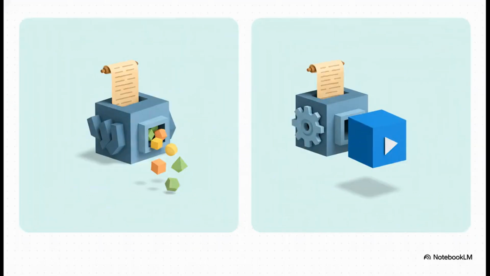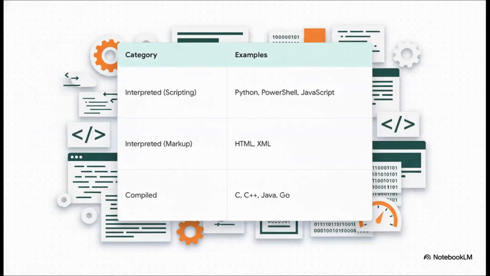Interpreted languages like Python or JavaScript are kind of like having a live translator. The code is read and executed line by line, which is amazing for quick development and testing. On the other hand, compiled languages like C++ are translated all at once into the computer's native tongue. This creates a super efficient file that can run incredibly fast. And you can see this in action right here.